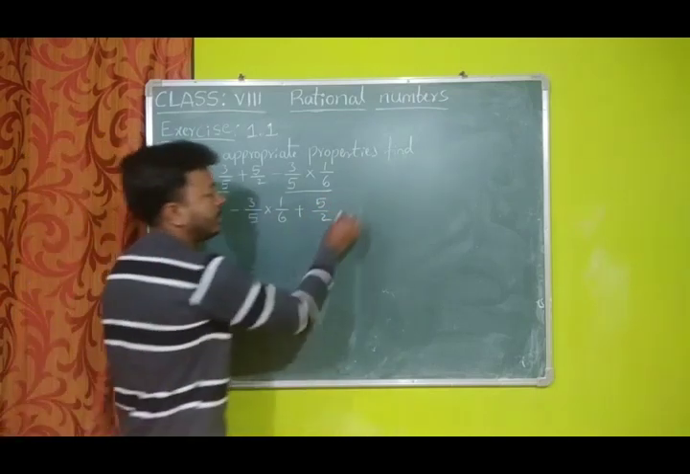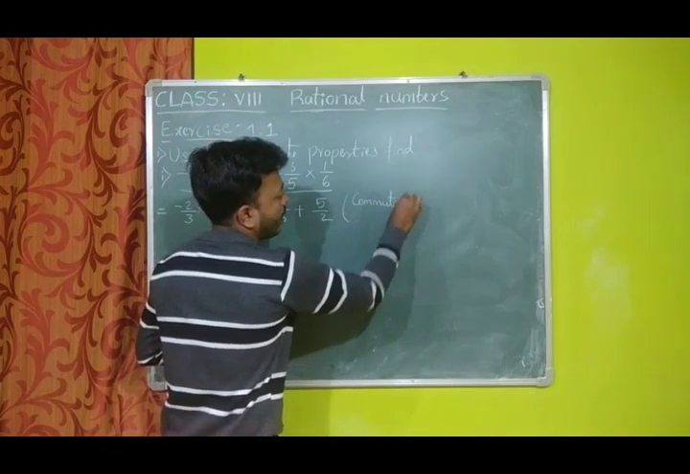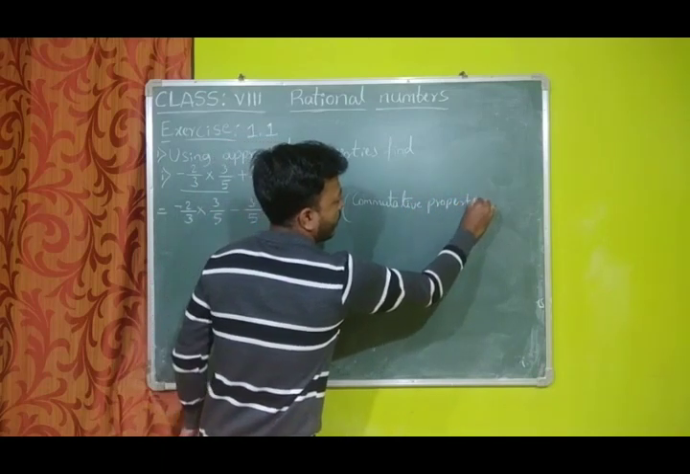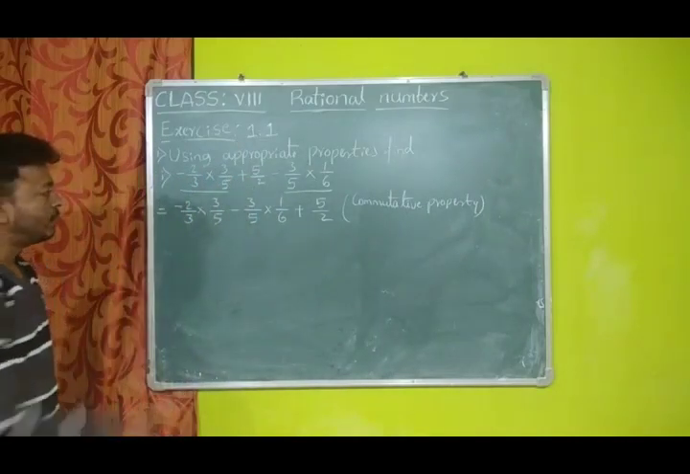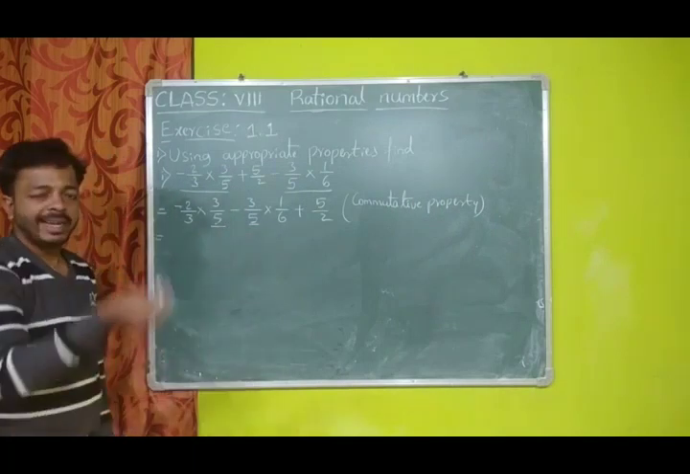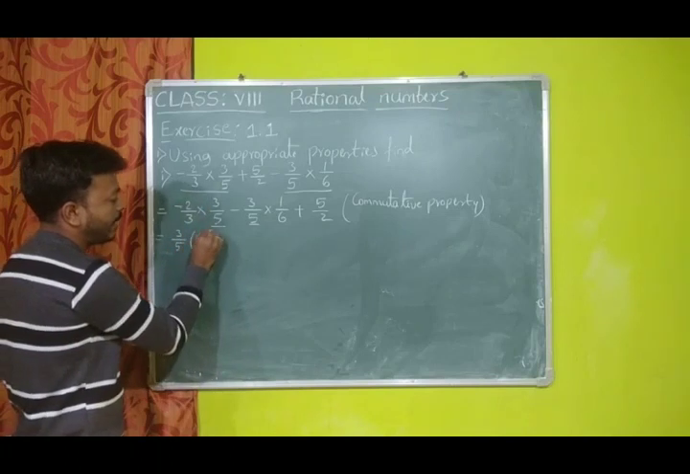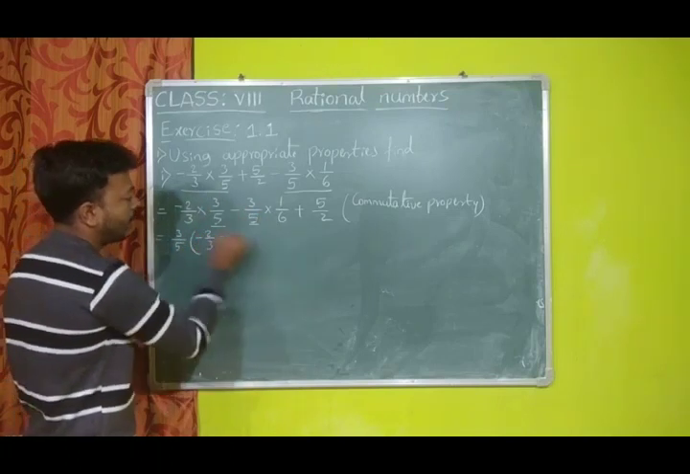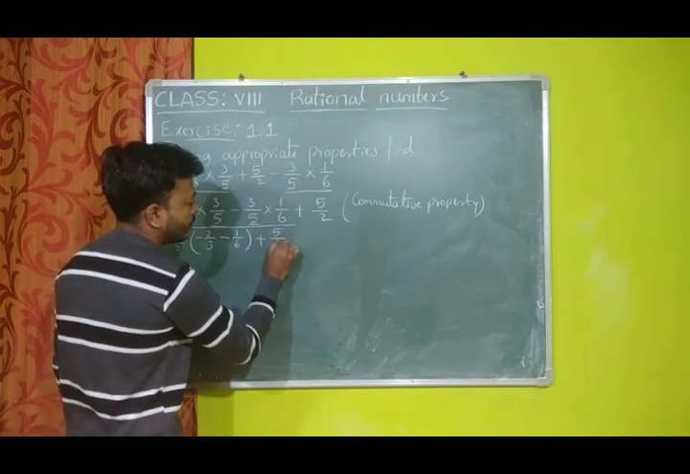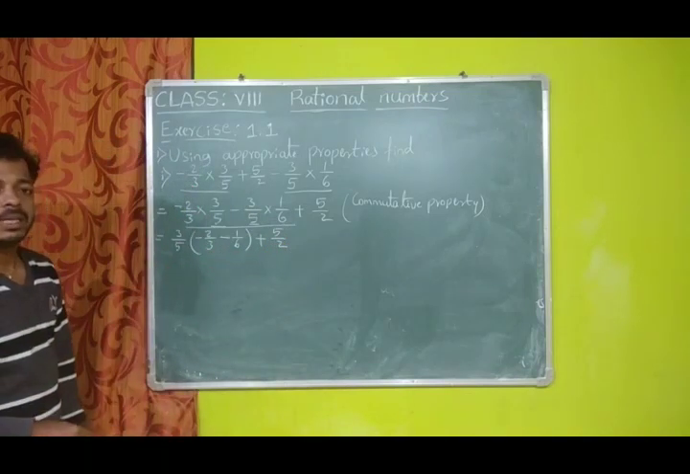Here which property did I apply? I applied the commutative property. Now, which term is common here? 3 by 5 is common. Just take out that 3 by 5 outside. 3 by 5 bracket. So what remains? Minus 2 upon 3 and minus 1 by 6 and plus 5 upon 2. 3 by 5 taken out common. Here minus 2 by 3 minus 1 by 6 plus 5 upon 2.